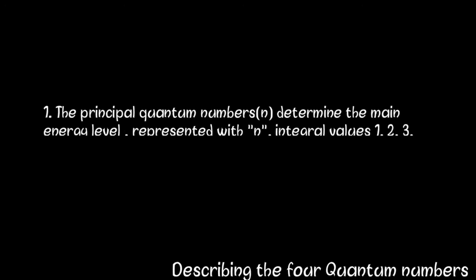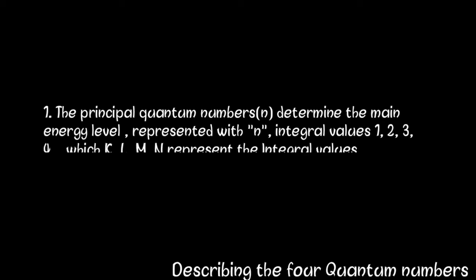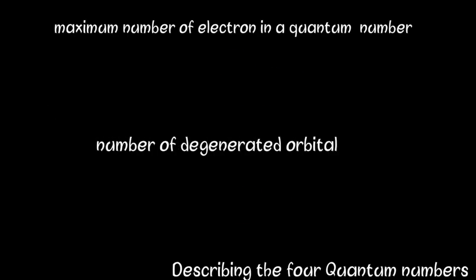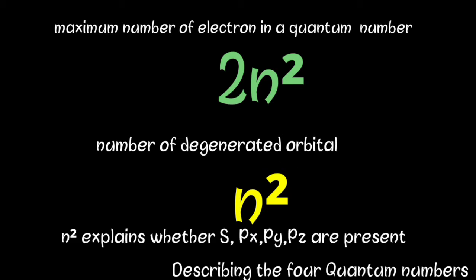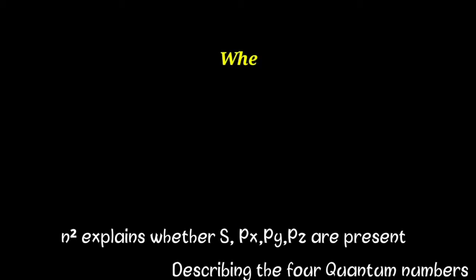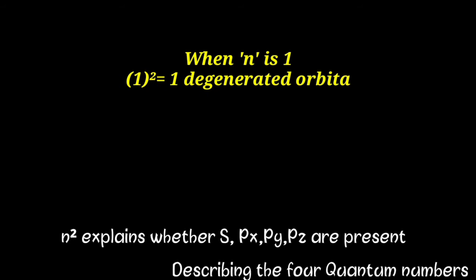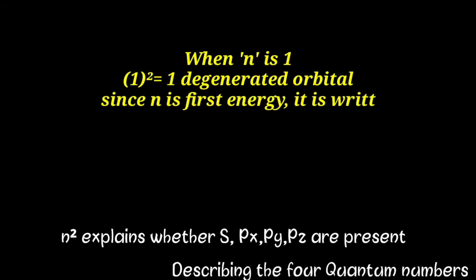It has discrete or integral values of n as 1, 2, 3, 4, where these are mostly represented with K, L, M, N. To know the maximum number of electrons that can be found in a particular main energy level, the formula is 2n raised to power 2. But n raised to power 2 alone tells how many degenerate or equivalent orbitals are present in a particular main energy level. For instance, if we have n equal to 1, we will have 1 raised to the power of 2, which is still 1.